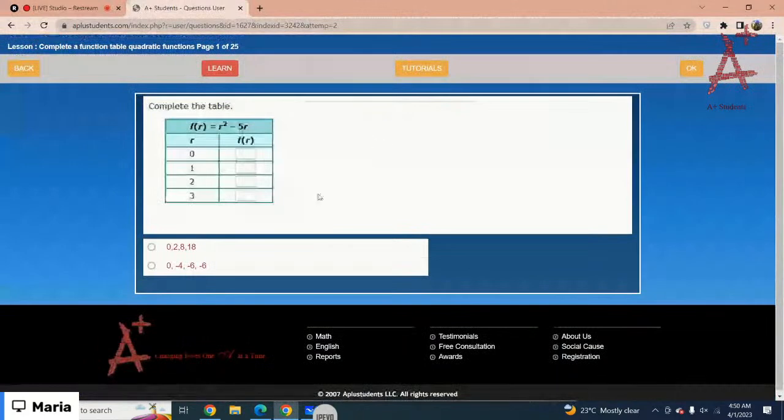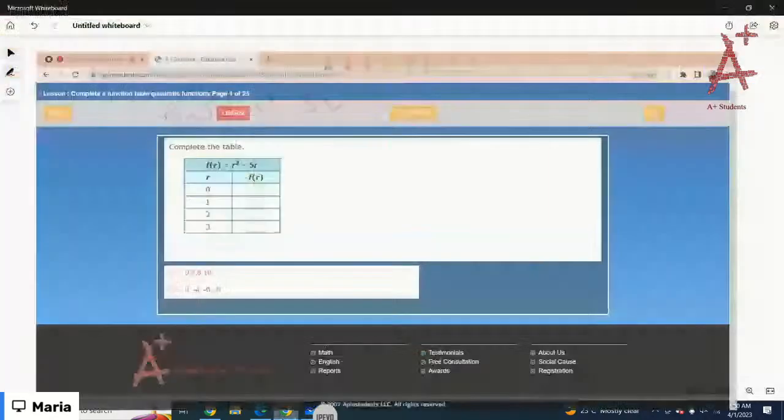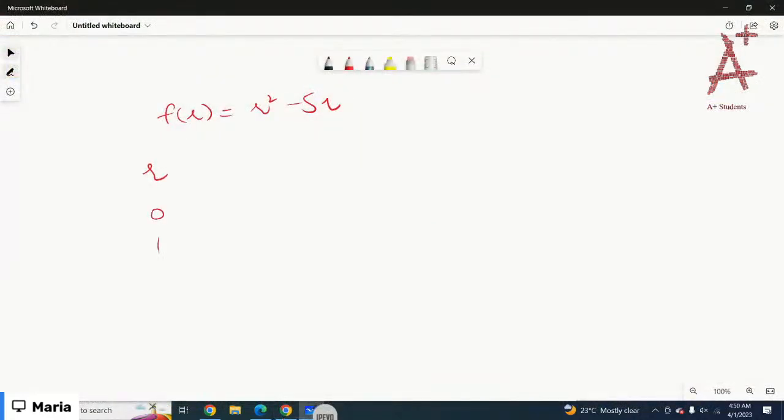Okay, the first one is f of r equals r square minus 5r, and the values we are given are 0, 1, 2, 3. You have to calculate f of r for r equals 0, 1, 2, and 3. Let's just start with 0. So replace the r with 0.